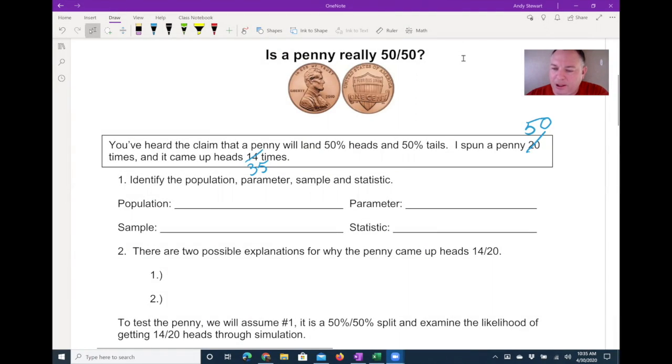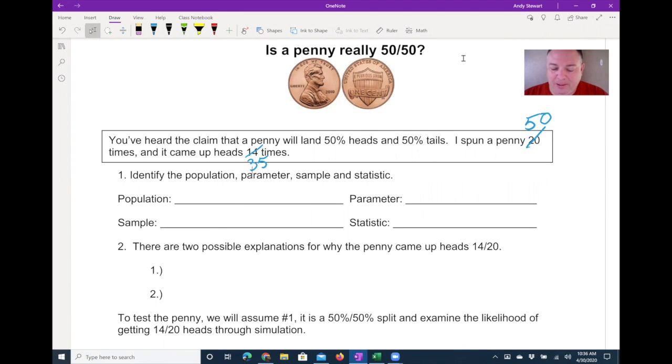You just need to change the fact that we're going to spin the penny 50 times and it came up heads 35. The reason I'm spinning the penny rather than flipping it is because you're actually more likely to get bias if you spin it, because if one side is heavier than the other, and the side that has Lincoln on it, I think, is supposed to be a little heavier than the other side, then it won't come up 50-50 if you do it that way.